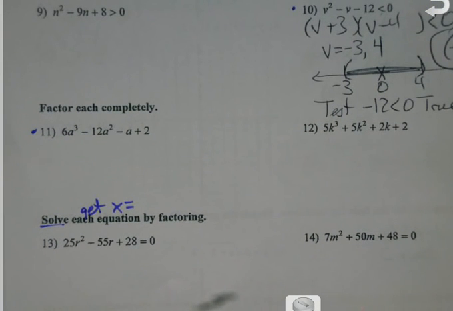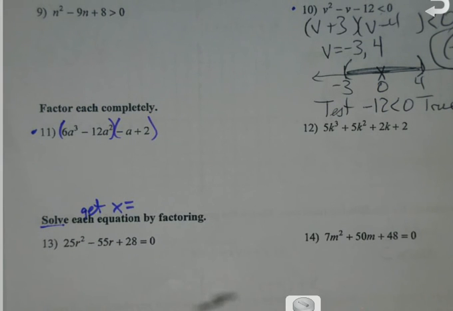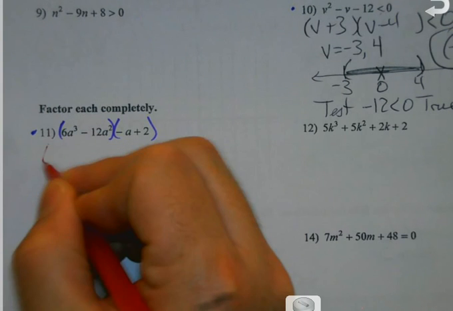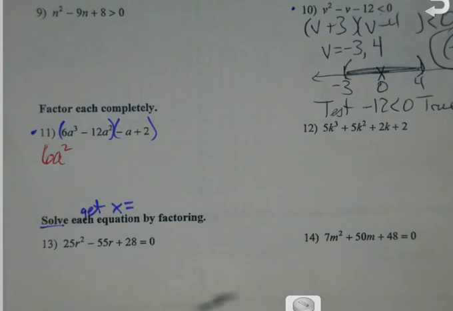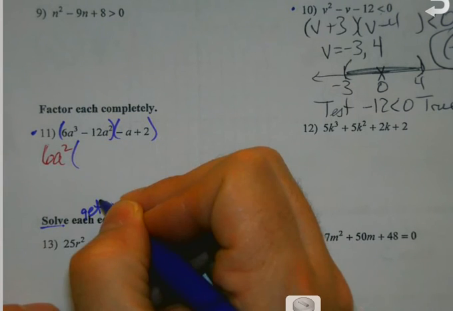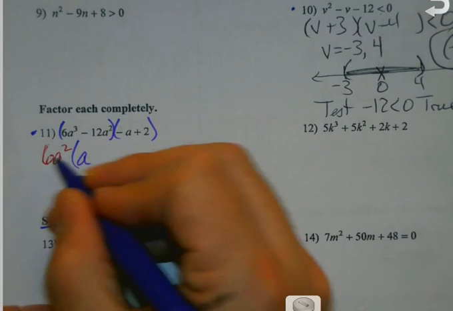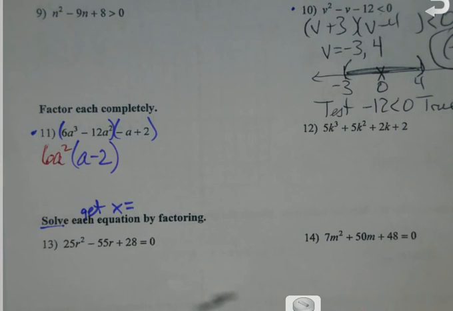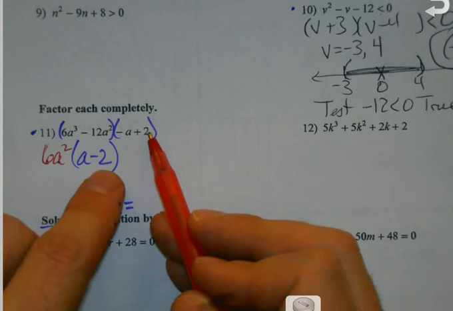Factor completely, 4 terms. Pair them off. Pull out LCDs. What do we have in common here? We have a 6 and the smallest exponent term we see, which is a squared. Already got the 6. To get from a squared to a cubed is a. 6 to get to negative 12 is negative 2. And if I did this right, second set of parentheses is going to give me the same thing. So I look, I'm like, dang, that's close. Negative a, positive 2. They're just opposite.